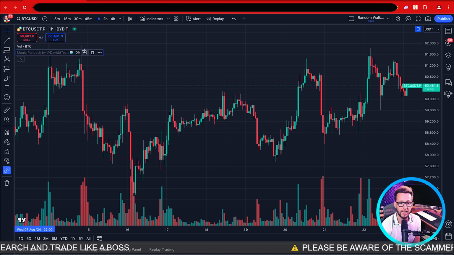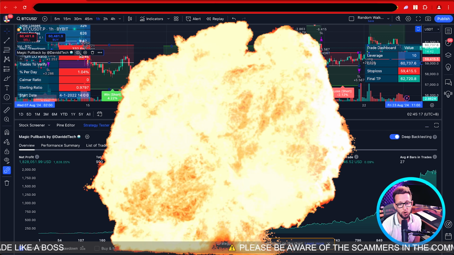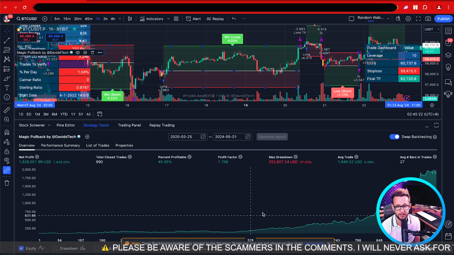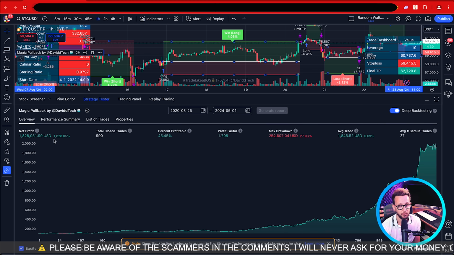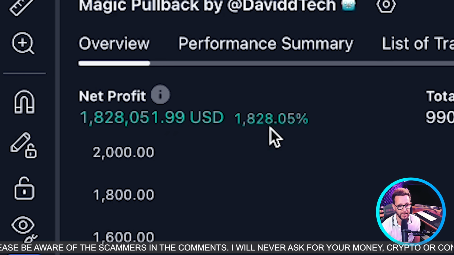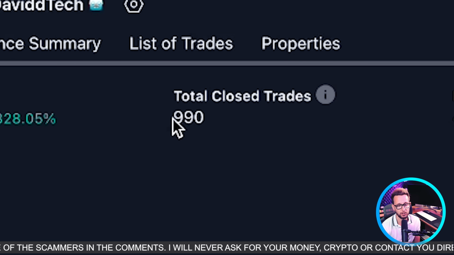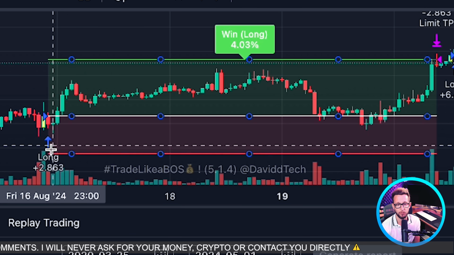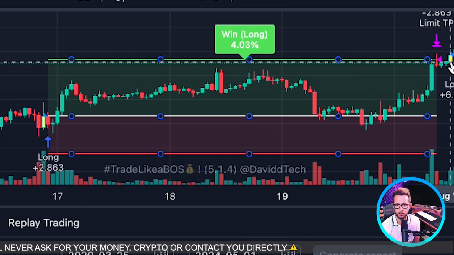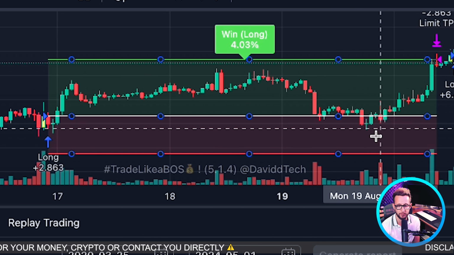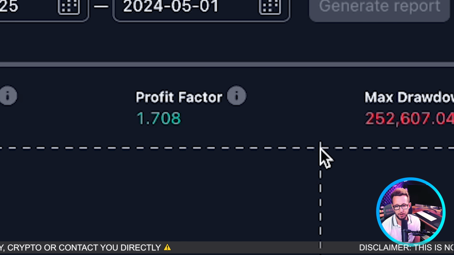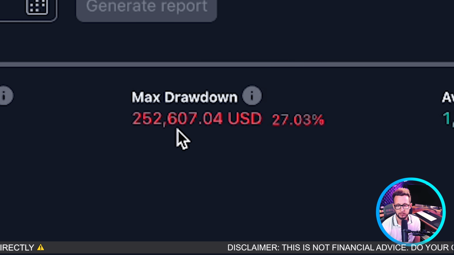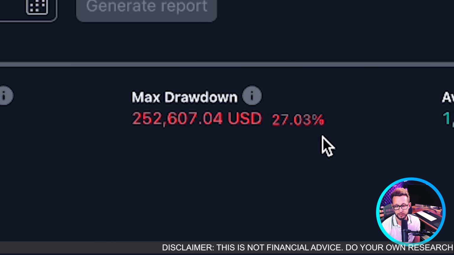The backtesting results are in. Drum roll, please. Boom. Right, okay guys, here we have a fantastic looking equity curve. On the 1 hour time frame, we have 1,828% profit, 990 closed trades, a win rate of only 45%. We are on a risk reward of 1.7. I said 2 earlier, but this one actually turned out to be 1.7. Max drawdown is 27%. We are on 10x leverage, so you could probably get that way down if you were reducing the leverage.